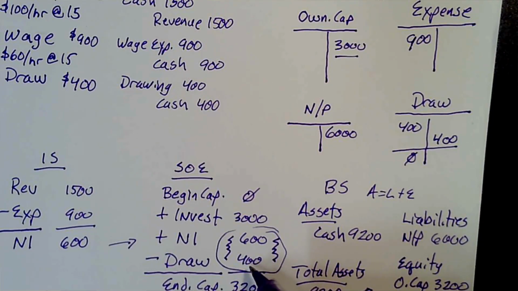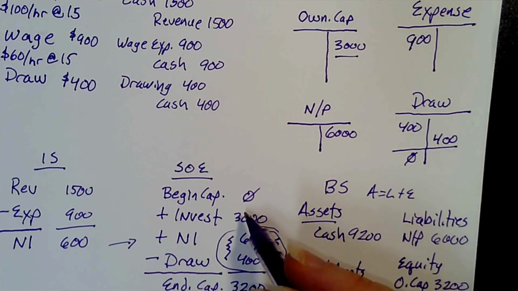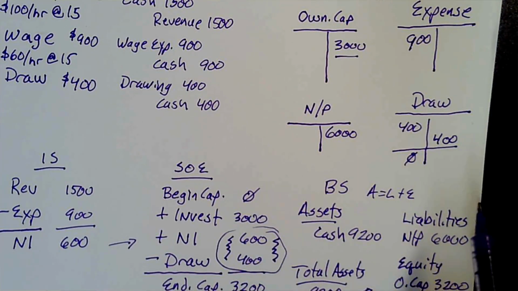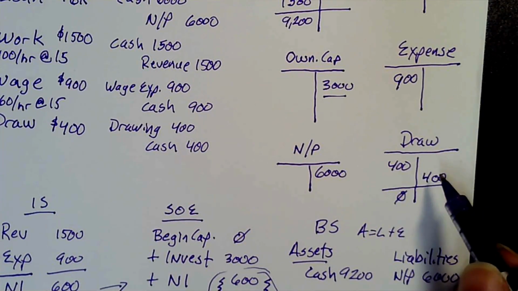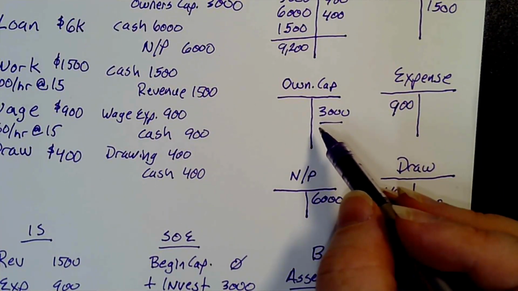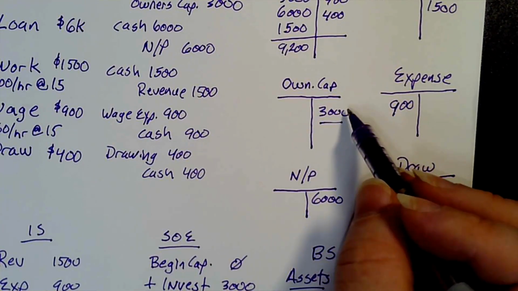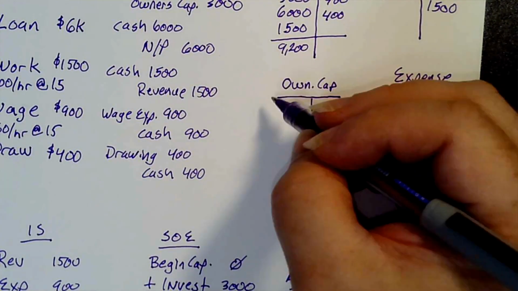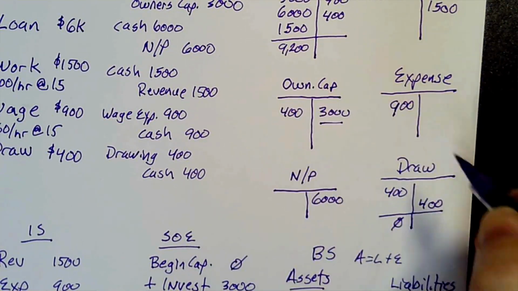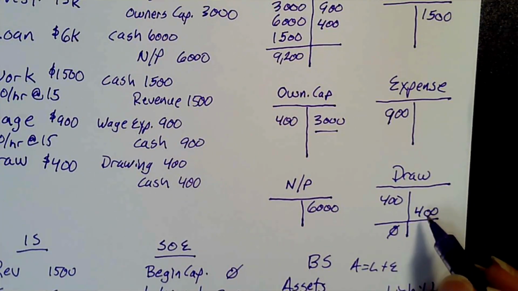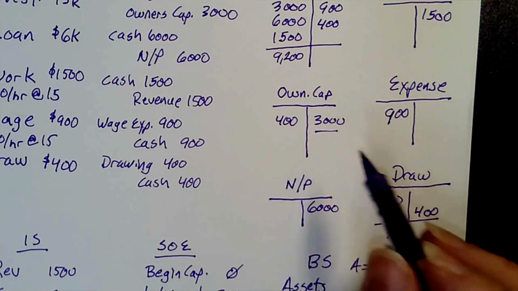Well, remember the drawings was subtracted from owner's capital. So if I'm taking it out of drawings and I want to subtract it from owner's capital, well, the positive side of owner's capital is on the credit side, so the debit side is on this. So you can see here, I am taking the drawings and I'm subtracting it from capital.